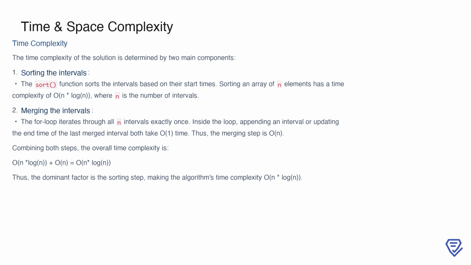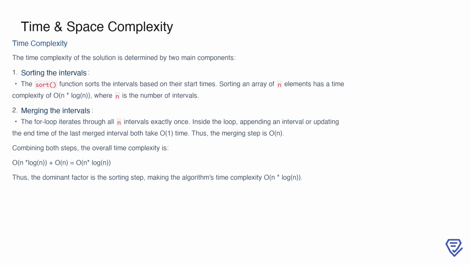Next, we have the merging process. In this step, we iterate through all n intervals exactly once. For each interval, we either append it to the merged list or update the end time of the last merged interval, and both of these operations take constant time, O(1). Thus, the merging step has a linear time complexity of O(n).